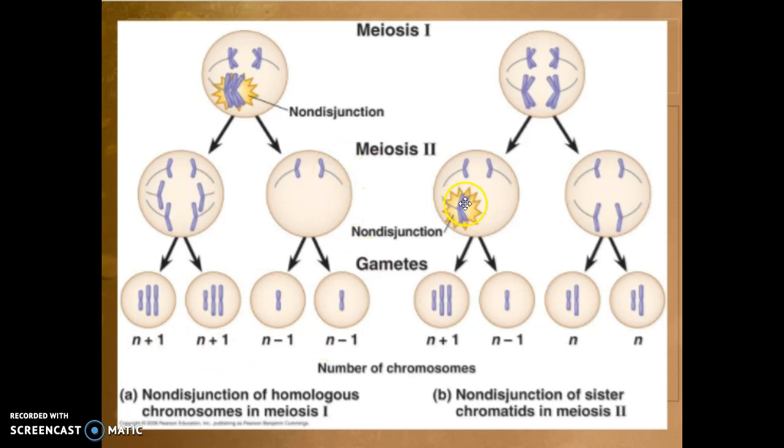If our non-disjunction happens in meiosis 2, this offshoot isn't affected by the mutation. This one is. So if someone were to ask you on a test or something like that, which is quote-unquote better, a non-disjunction in meiosis II is going to be better. So there's still a 50% chance of having an offspring that has the correct number of chromosomes.